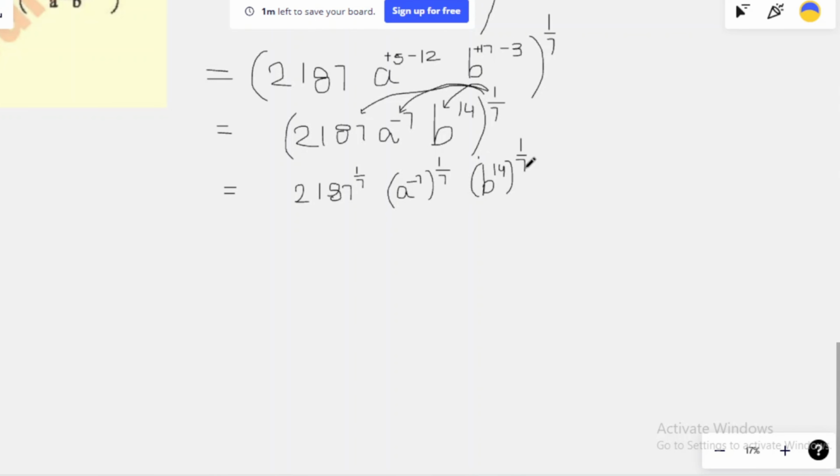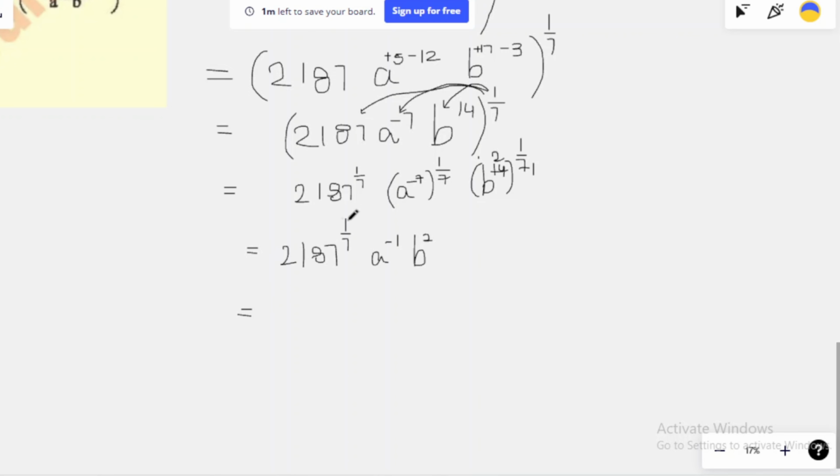And we do know here that when you have one fraction inside the bracket and one outside the bracket, we can just cancel them out, or simplify them. This 7 is in the denominator and this is in the numerator, and they both are divisible by 7. So 7 1 times is 7, and 7 2 times is 14. And this 7 and this 7 are both divisible, so 7 and 7 get cancelled. So here it's 2187 raised to the power 1 over 7, a raised to the power minus 1, b raised to the power 2. I'm not writing any sign between them because if there is no sign between them, it's understood that it means multiplication.